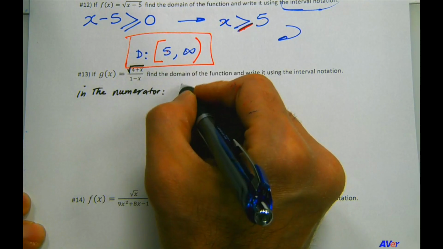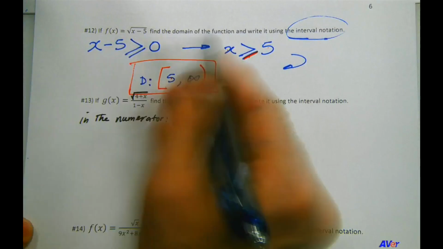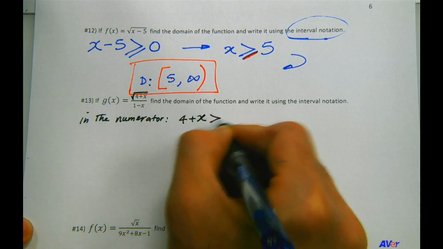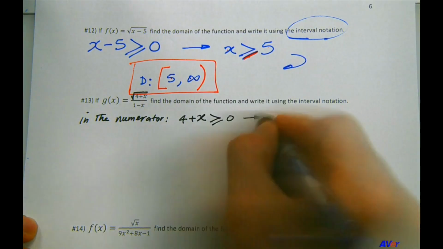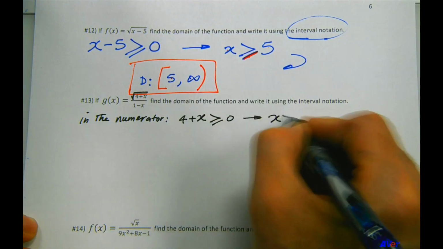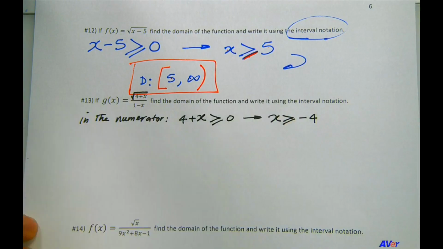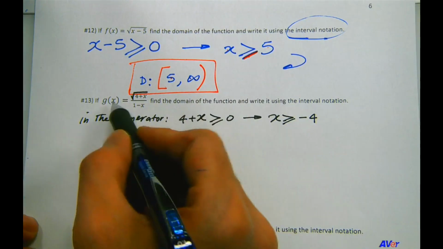4 plus x can never be negative, right? Just like that, because we have a square root. We can never have a negative in there. So 4 plus x must always be greater than or equal to 0. And that means, let's solve for that, x must always be greater than or equal to -4 in the numerator. That's the restriction we must observe in the numerator.